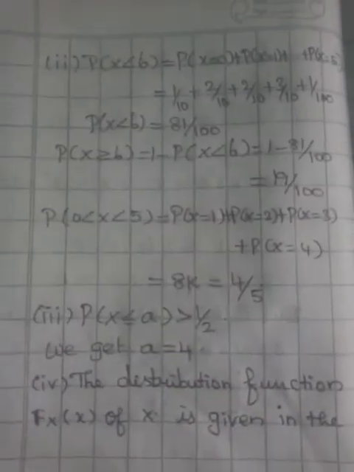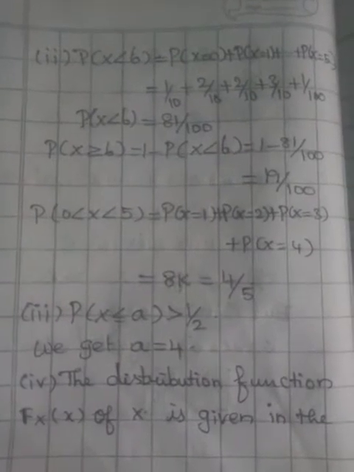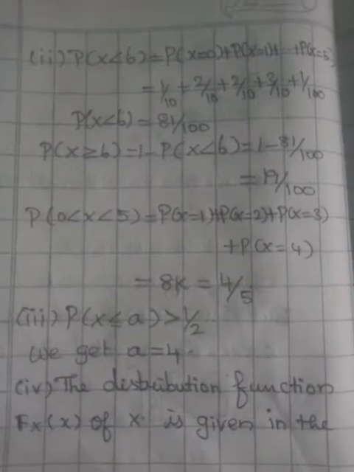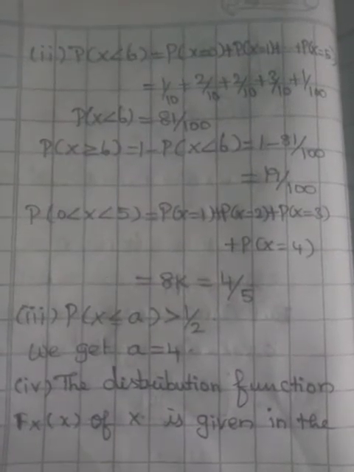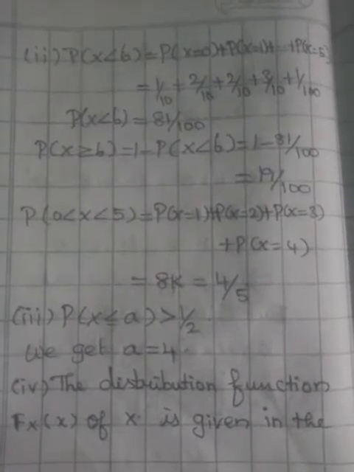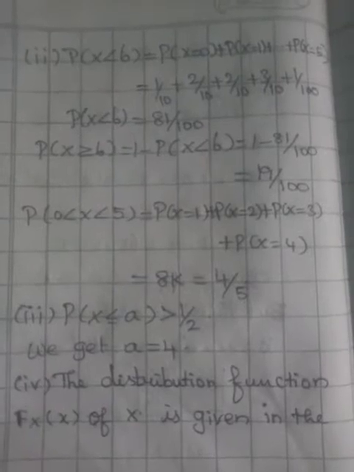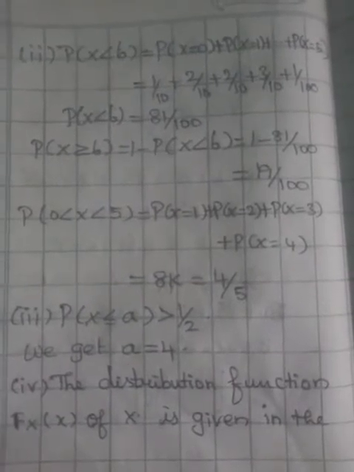P of x is greater than or equal to 6 is equal to 1 minus P of x is less than 6. P of x less than 6 value is 81 by 100. Applying the value, it is equal to 1 minus 81 by 100. Cross multiplying, 100 minus 81 divided by 100, that is 19 by 100.